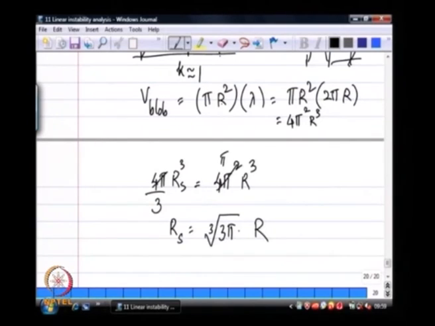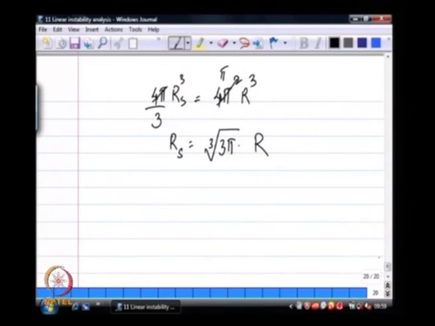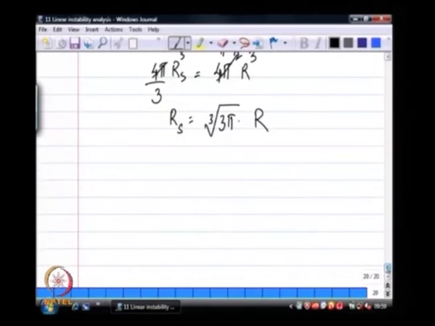so the drop formed from a cylindrical jet of radius r is going to be cube root of 3 pi times the radius of the cylindrical jet itself. So, at the very least you can say that the size of the drops formed are going to linearly scale with the cylindrical jet for the case of a Rayleigh type or surface tension driven breakup process. Okay, we will stop here, we will continue this discussion in the next class.